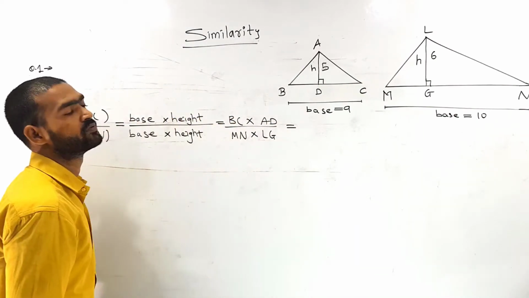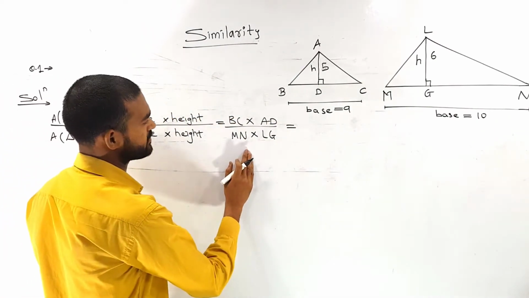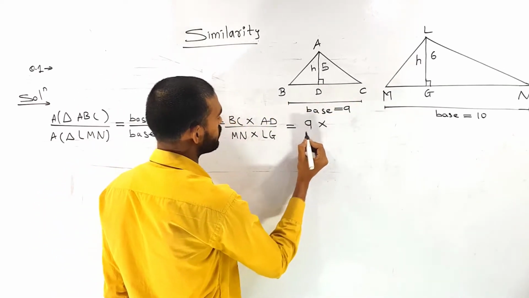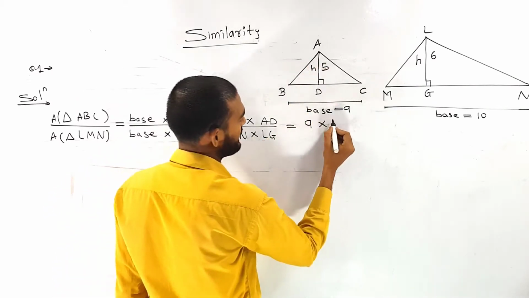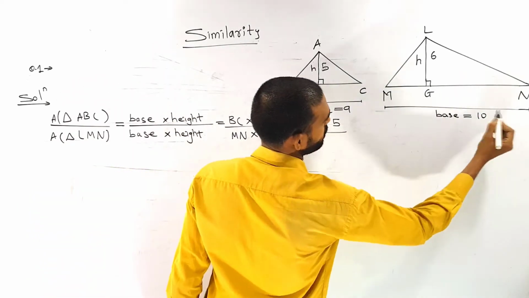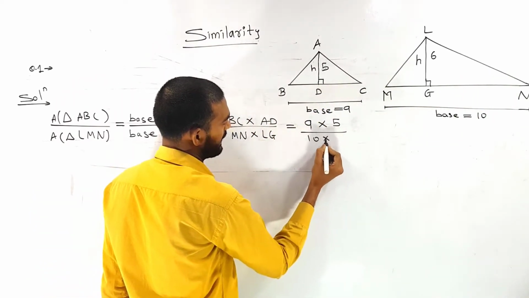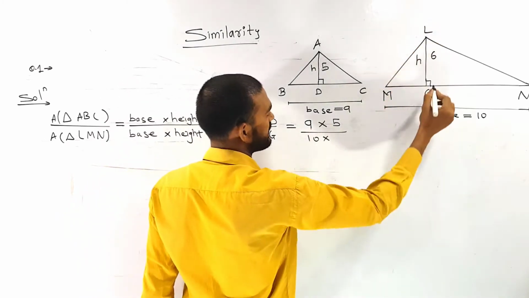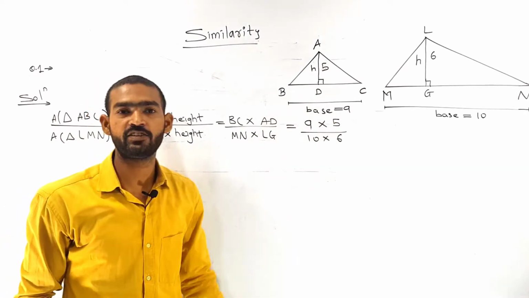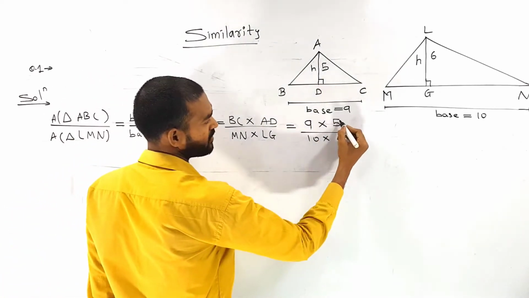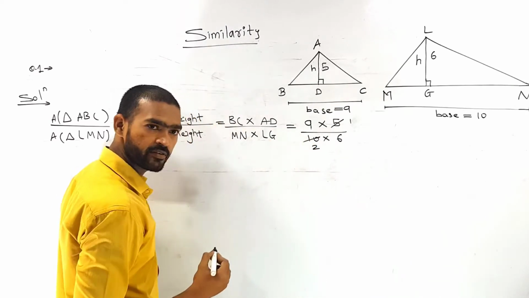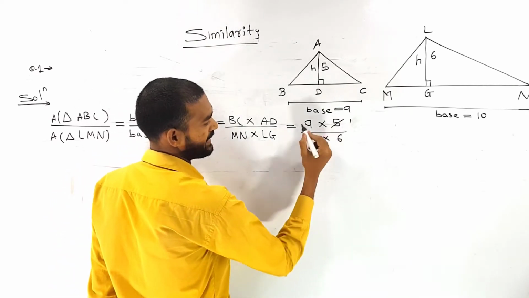Is equals to. Do we know their values? Yes. BC is given 9 into what is AD? AD is 5, whole upon MN. MN we know it is 10 and the last LG is 6. Now students, can we divide these two? Yes. Let us divide. 5 ones are 5, 5 twos are 10. Now 6 and 9.